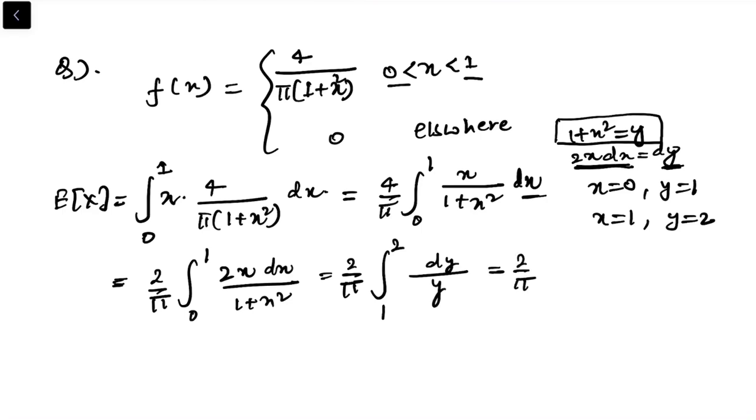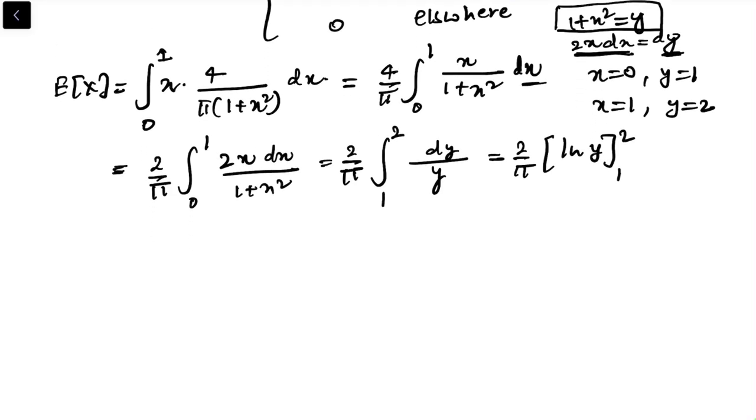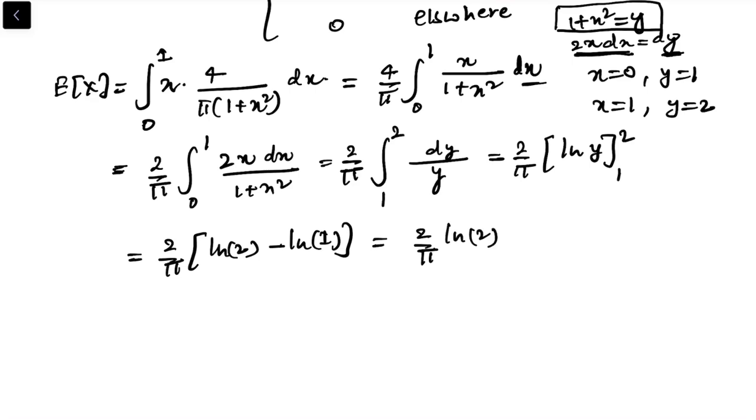So the integration of 1 over y is log y, and the range is 1 to 2. So 2 over pi times log 2 minus log 1, and we know log 1 is 0. So this is 2 over pi log 2. Okay, so this is the answer. Let's move on to the next question.